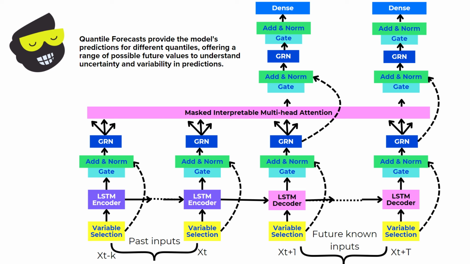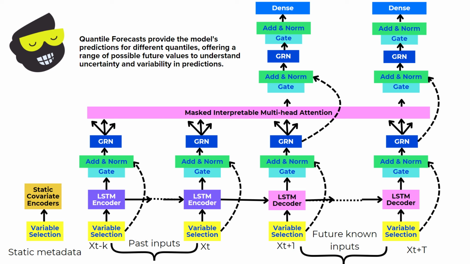Now, we need to talk about static covariate encoders, which also play a crucial role in the model by encoding static features that do not change over time, such as location or type of product. These static features provide important context for the model, helping it understand the broader characteristics of the data.